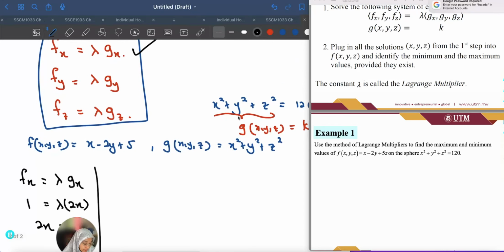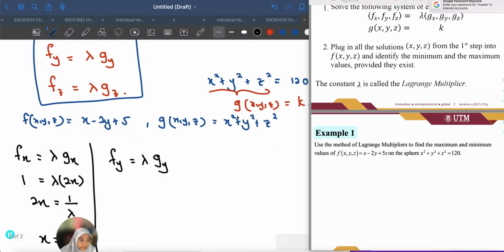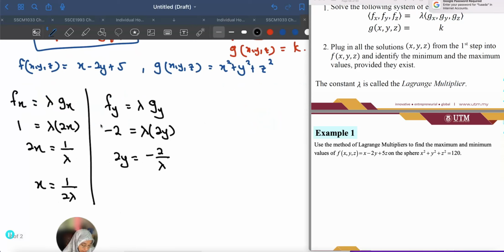And now we move to the second one, fy equal to lambda gy. Differentiating f with respect to y, you got minus 2, equal to lambda times gy, you got 2y. So you can have 2y equal to negative 2 over lambda, and then y is negative 1 over lambda.